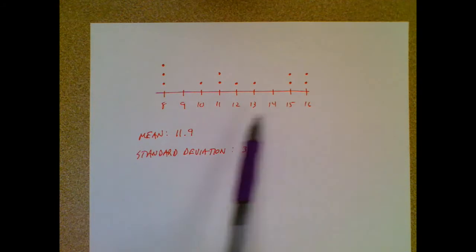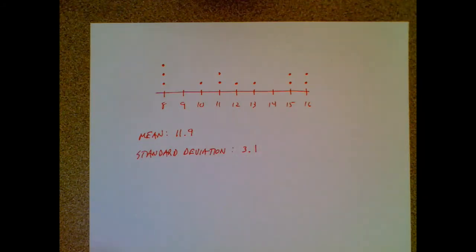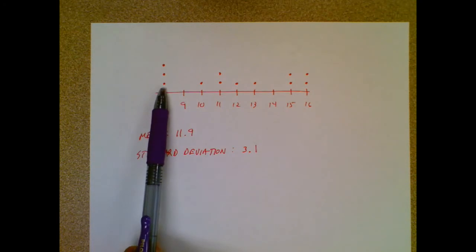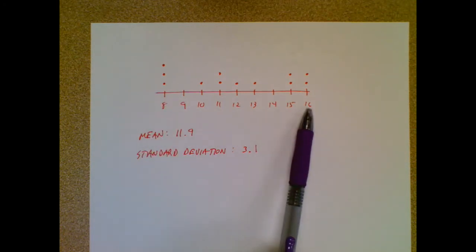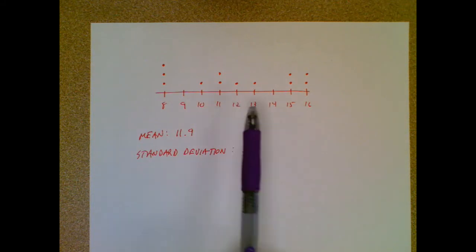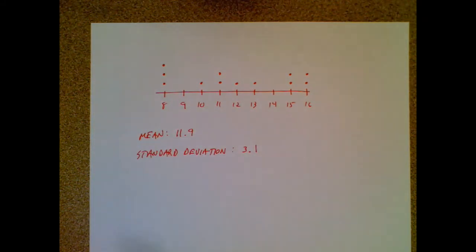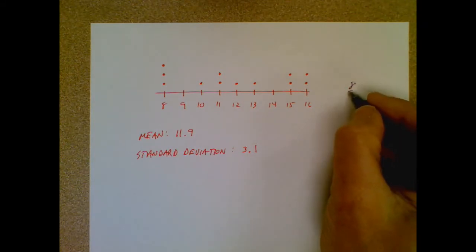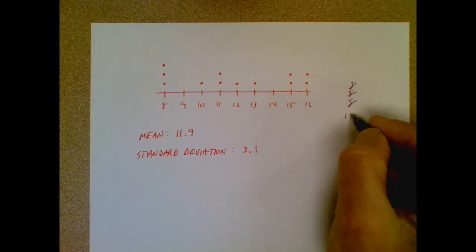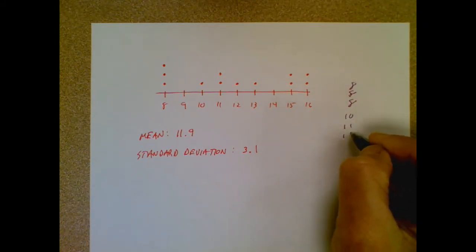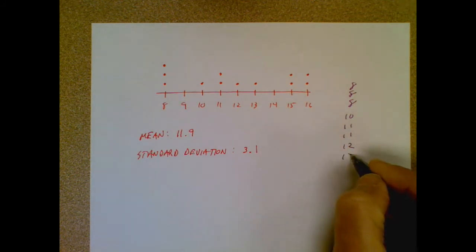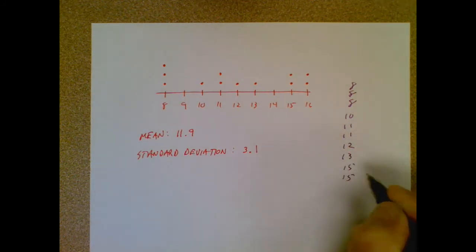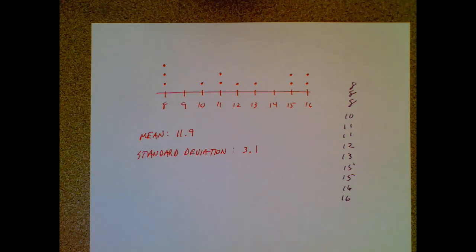What I have right here is a dot plot showing the various hourly wages of high school students. We have 3 students who made $8 an hour, 2 students who made $16 an hour, and 1 student who made $12 an hour. If I were to form all of this data into a list, I would have 3 8s, a 10, 2 11s, a 12, a 13, 2 15s, and 2 16s.